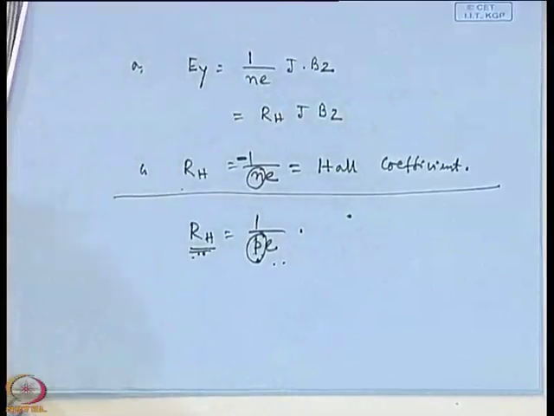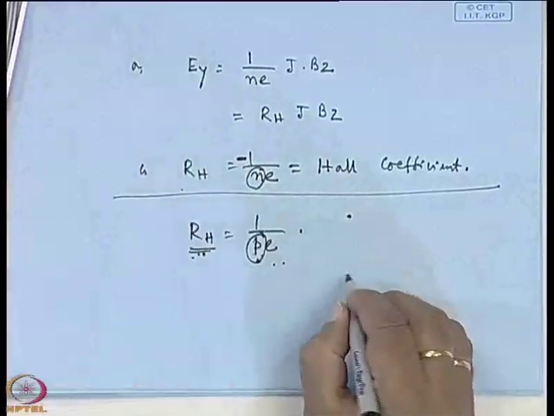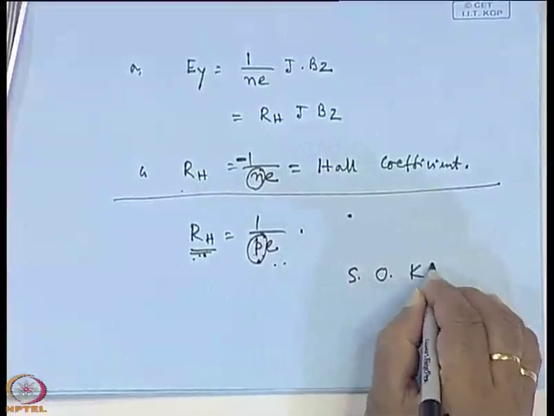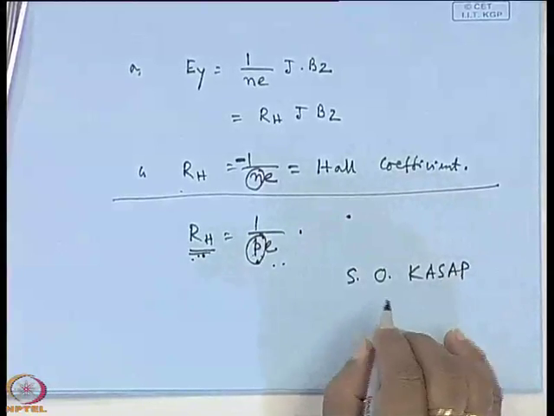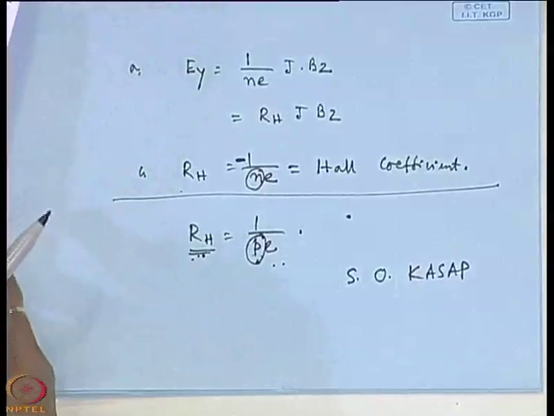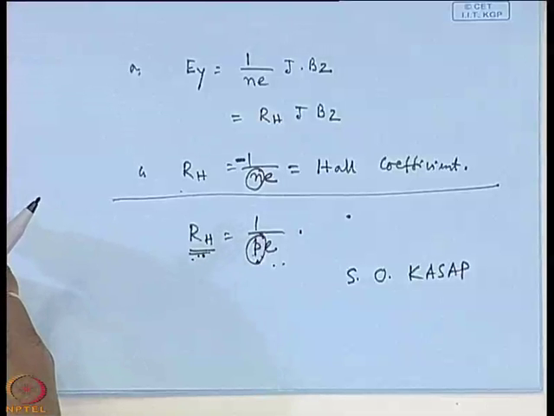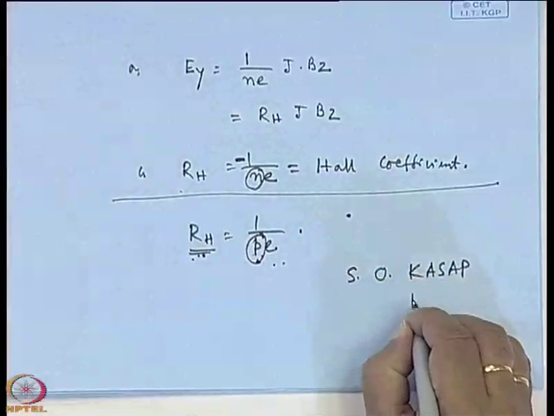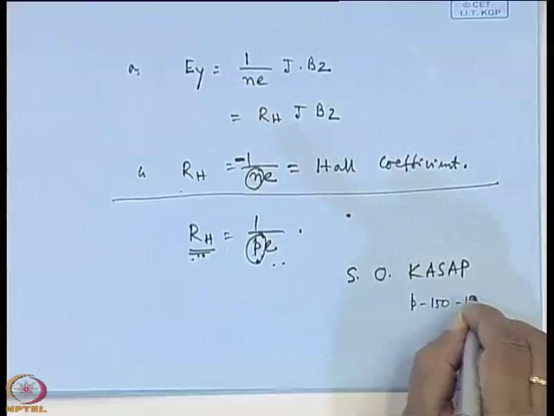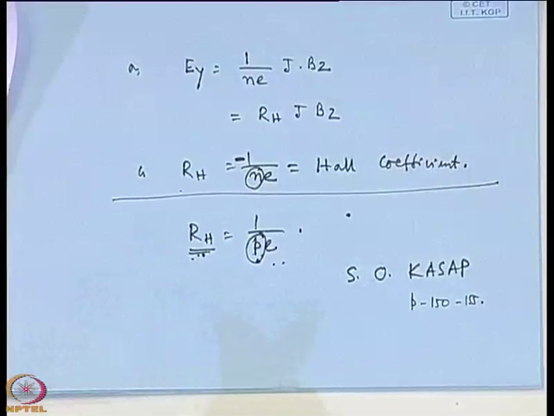You write down, it is the book of S.O. Kasap, and the page number will be say 150 or such, page 150 to 155 you will find how in a semiconductor the Hall effect is explained. Okay, that is given, and in terms of P and N it is given. That is a long calculation, and we are not going into those details, because that is not required also.